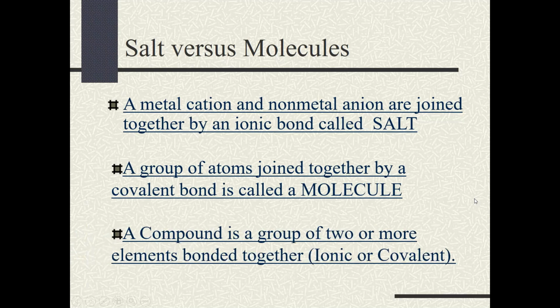Now, a compound is a group of 2 or more atoms bonded together, elements bonded together. It could either be ionic or covalent. So if we're talking about a molecule, chances are we're talking about covalent bonds. But if we talk about a compound, you have to be a little bit more careful because that could be ionic or that could be covalent.